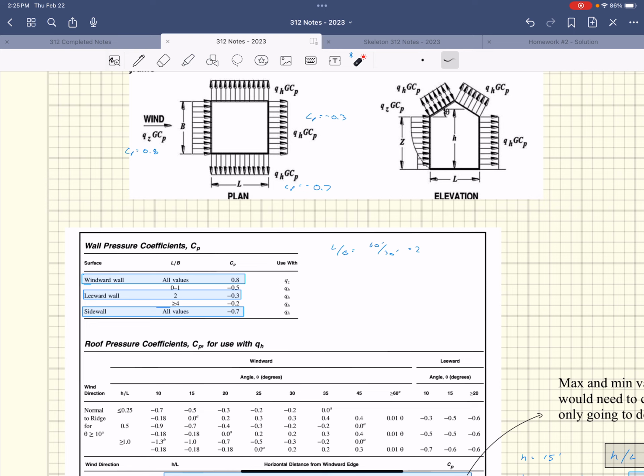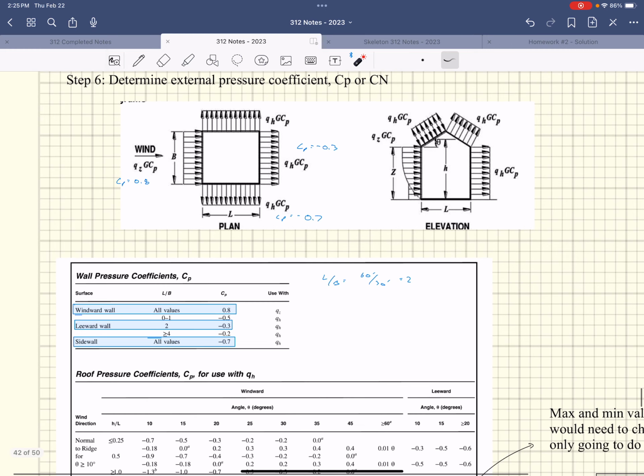All right. So then we look at the side pressures. Our side pressures right here, this would be side walls, right? For all values of L over B, my CP value is going to be negative 0.7. So we have negative 0.7 on the sides. Okay? So I wrote them all down here so we have them in place. We'll calculate pressures in a minute. We still have to do the roof, okay?